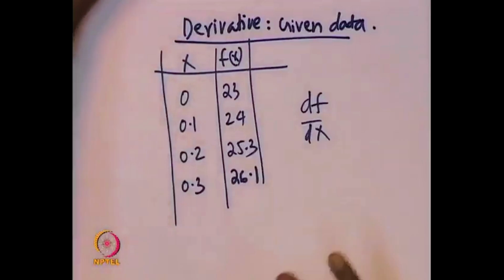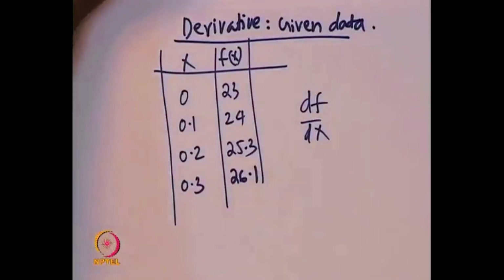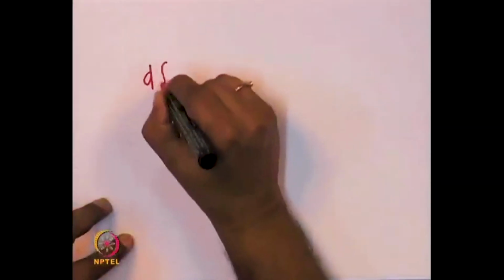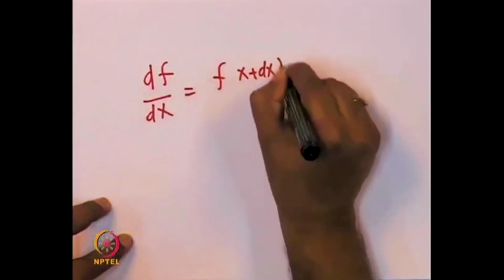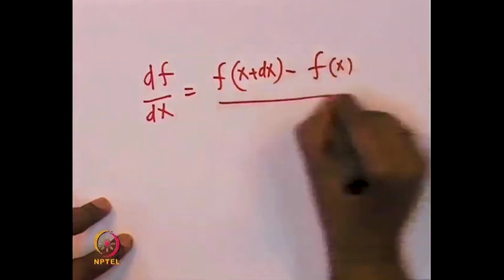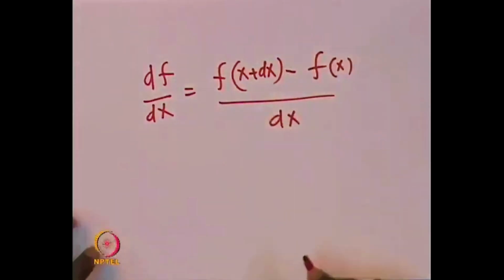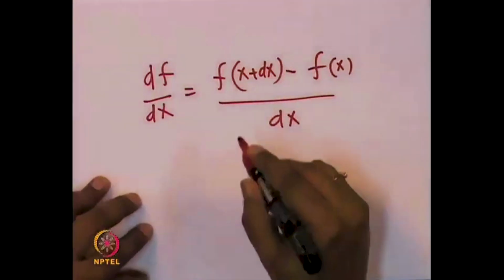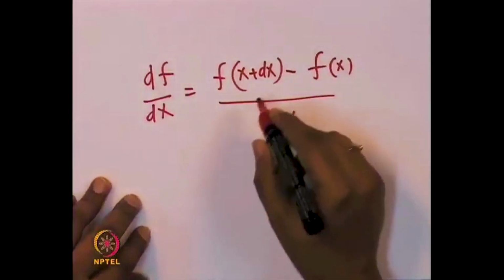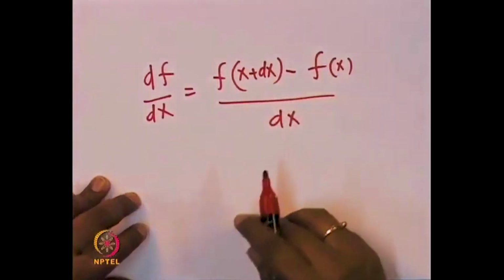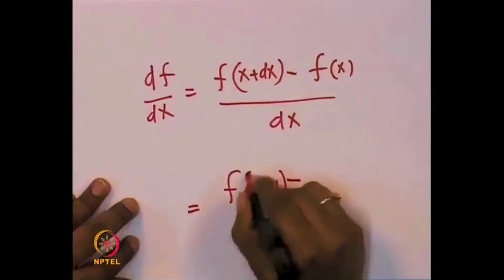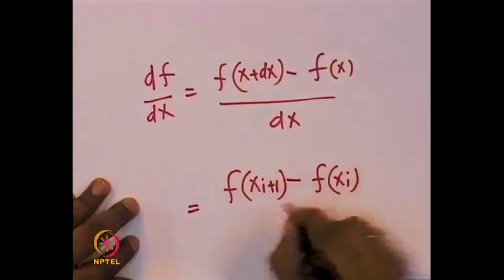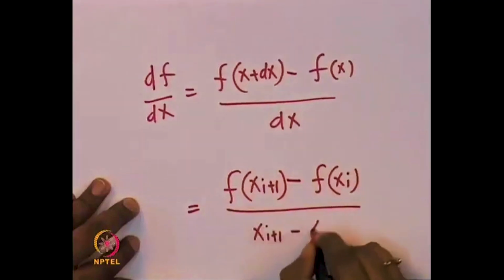It turns out that this is easy. We can extend the results that we already learned. We said that the derivative df by dx is f of x plus dx minus f of x by dx. The same thing can be used here. Instead of dx, this can be written as f of x i plus 1 minus f of x i divided by x i plus 1 minus x i.